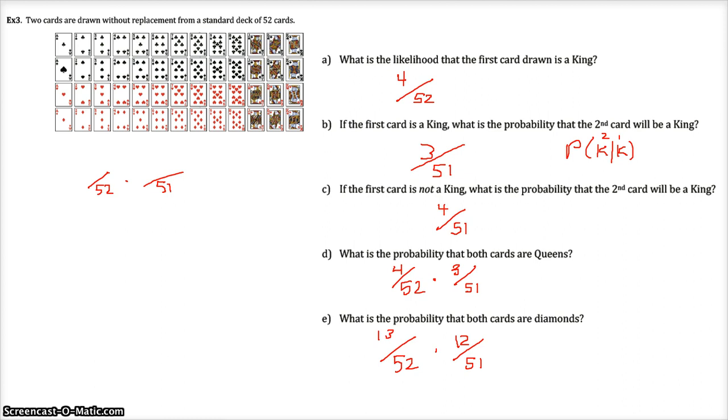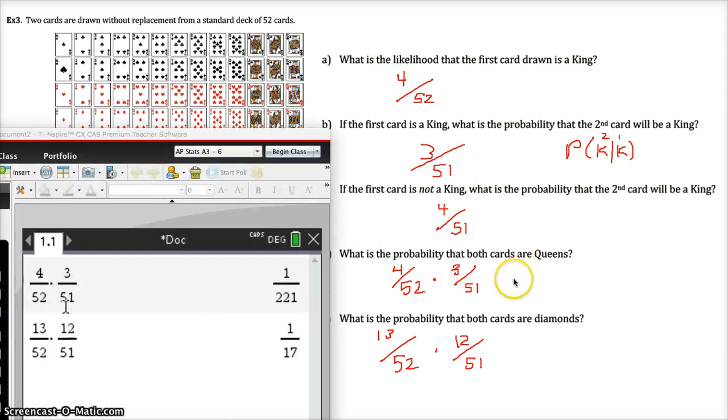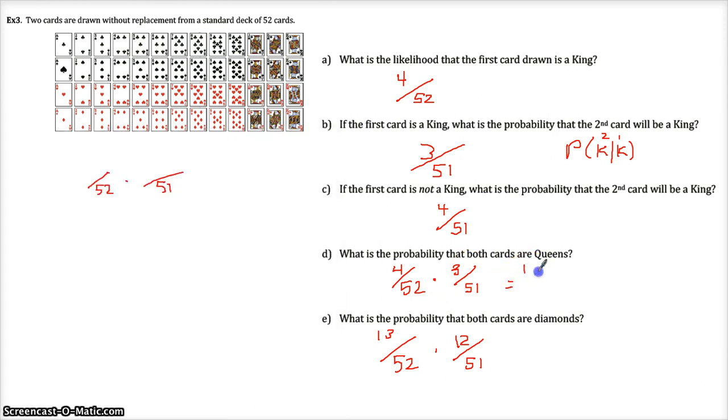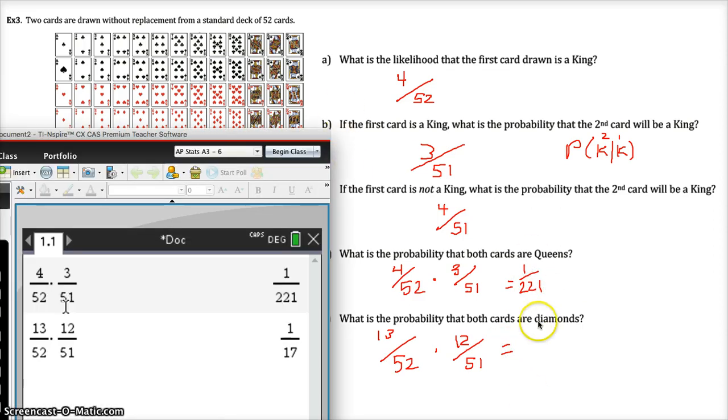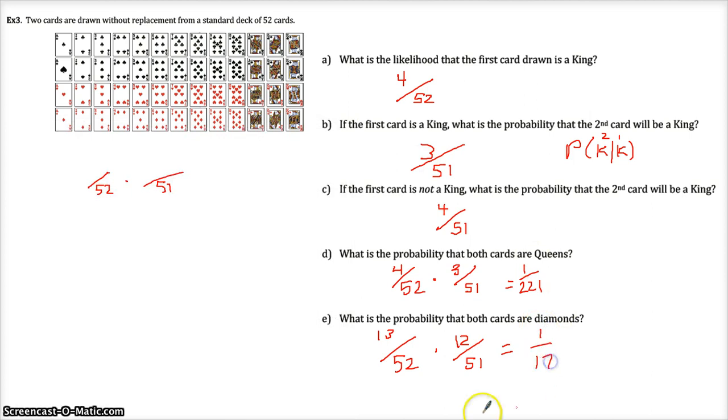Let me do some of this on the calculator, because I don't want you to leave your answer like this. And you can see how I did this on my calculator. This is kind of nice. Oh, you can't see it anymore? This is 1 out of 221, and this one was, oh, it just disappeared. I thought I could do all that at once. 1 out of 17. Okay. All right.